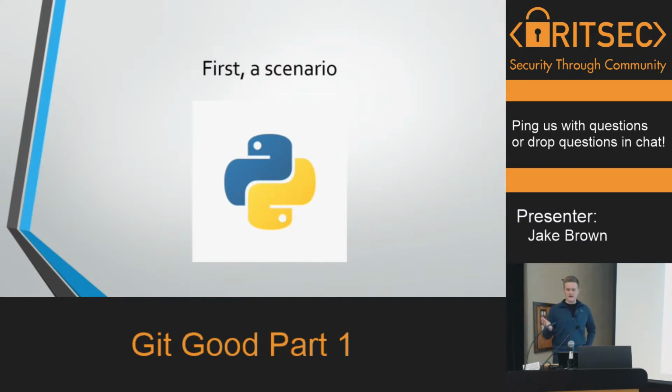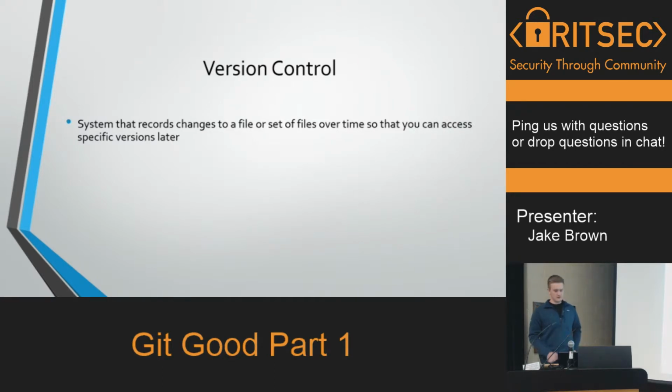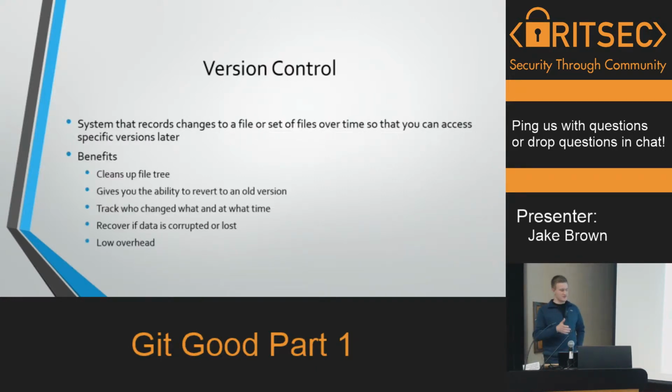So wouldn't it be nice if we had a way to track these files without having to save different versions of the same file? Well, we do. It's called version control. So version control is a system that records changes to a file or a set of files over time so that you can access specific versions later. Also, you don't lose things. There's many benefits. As we just discussed, it cleans up your file tree immensely. It gives you the ability to revert back. It tracks who changed what and at what time.